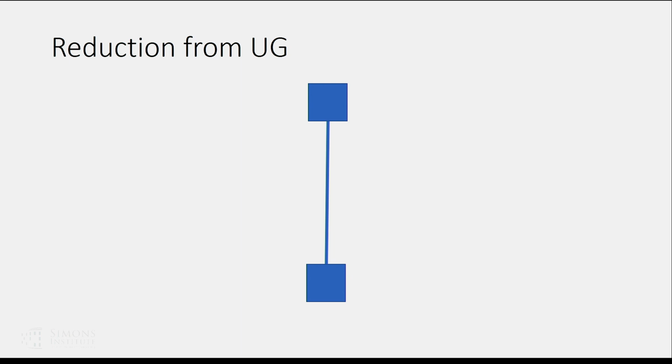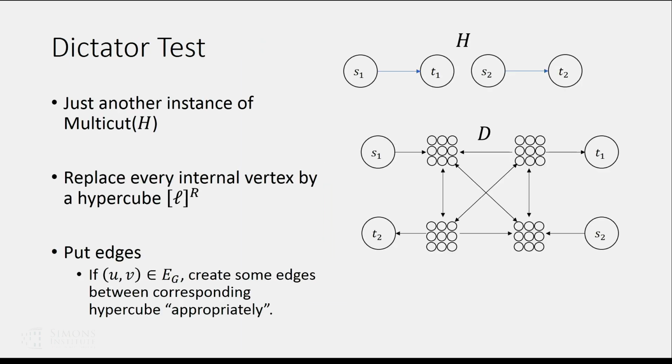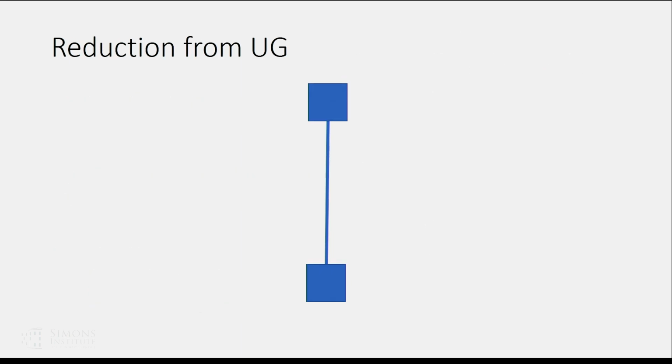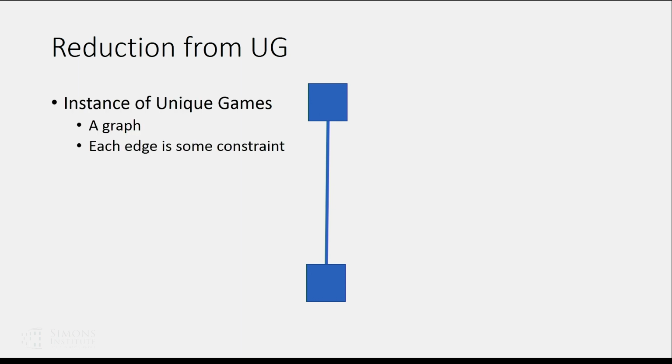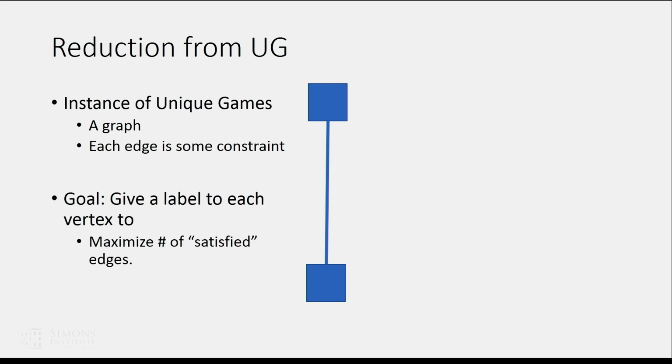And then, once we have some Dictator Test with some desired properties, then what we will eventually do is we wanted to prove unique games hardness. So we want to reduce from unique games. So as you saw, an instance of unique games has just one graph, and then each edge is some constraint. And then the goal is to give a label to each vertex to maximize the number of satisfied edges. Okay. So suppose that this graph with 2 vertices and 1 edge is our very hard unique games instance.